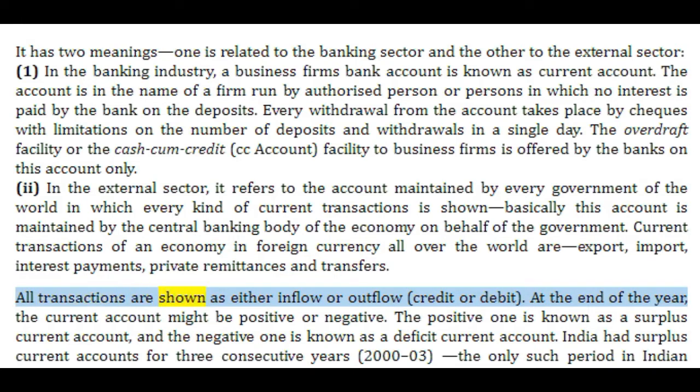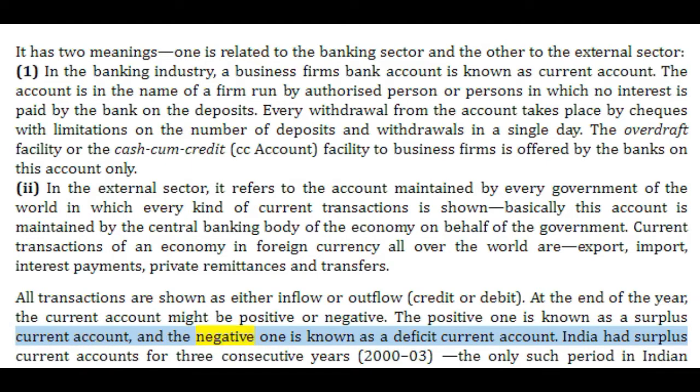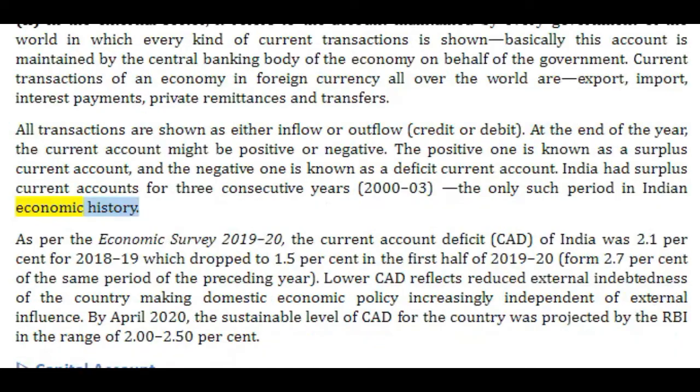All transactions are shown as either inflow or outflow, credit or debit. At the end of the year, the current account might be positive or negative. The positive one is known as a surplus current account, and the negative one is known as a deficit current account. India had surplus current accounts for 3 consecutive years, until 2003, the only such period in Indian economic history.